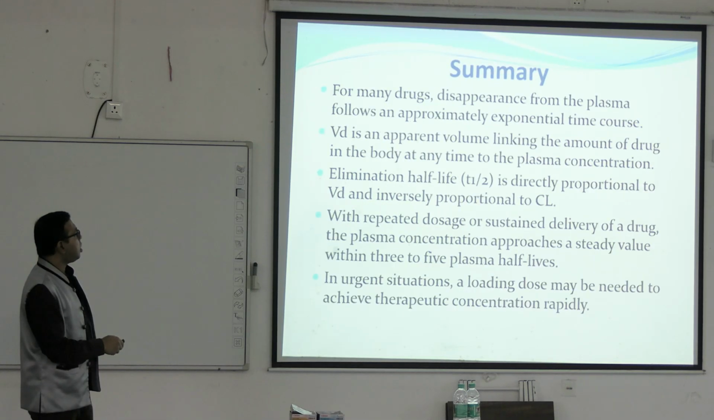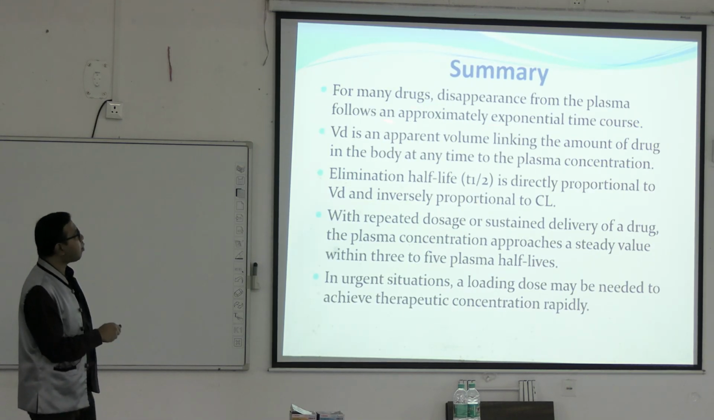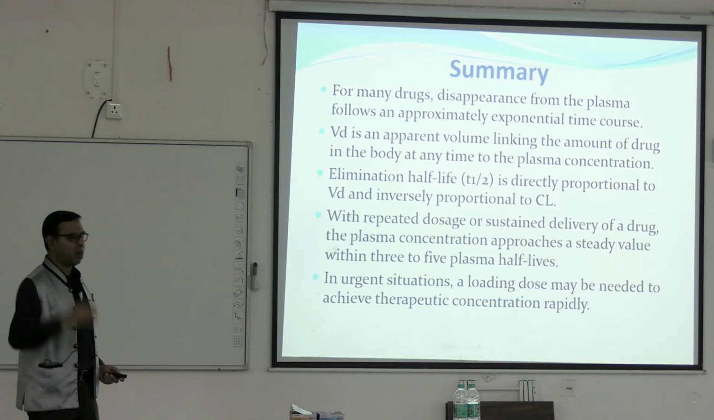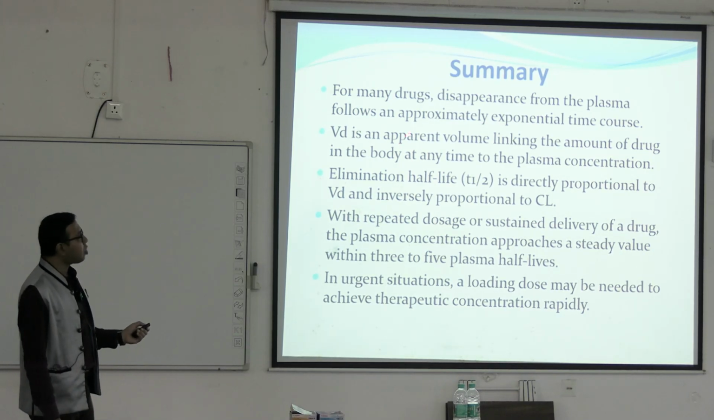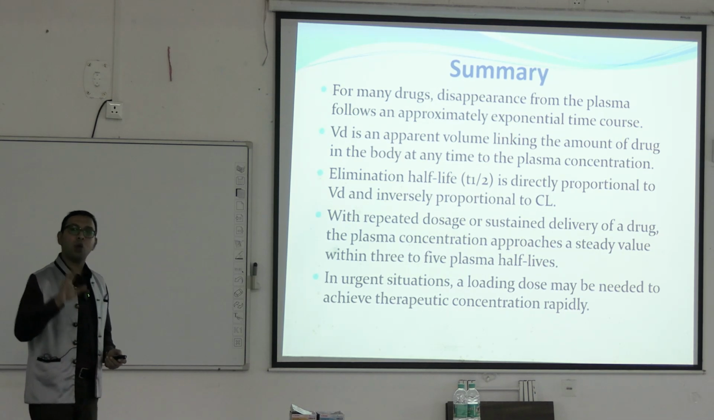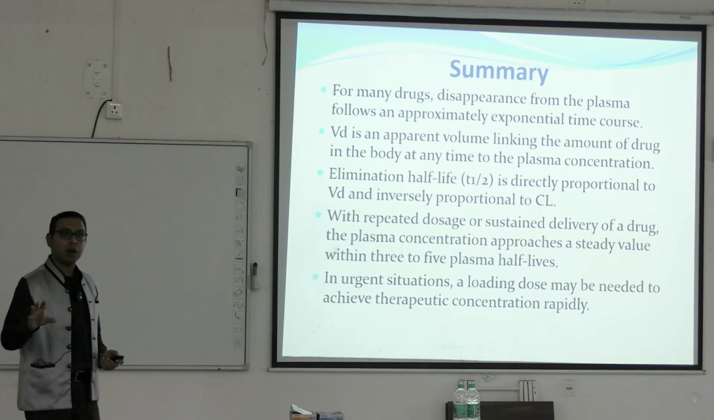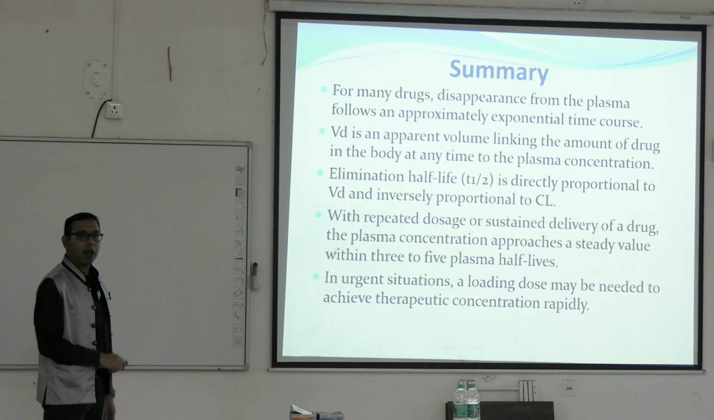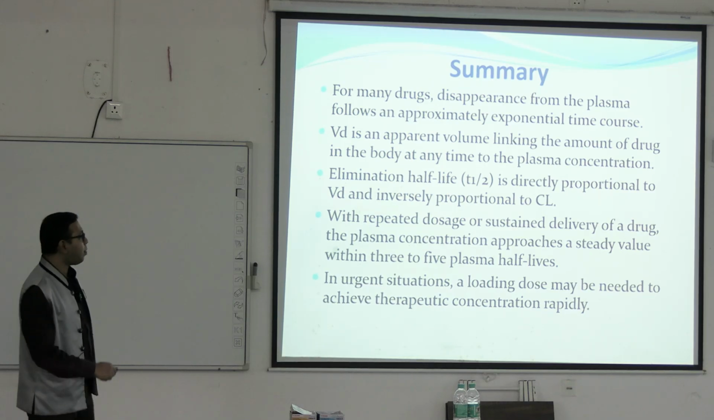We already know, for many drugs, disappearance from the plasma follows an approximately exponential time course, exponentiality ultimately. Volume of distribution is an apparent volume linking the amount of the drug in the body at any time to the plasma concentration. What is volume of distribution is very important, already you have read in the distribution part. Half-life or elimination half-life, very important, everything about the half-life.